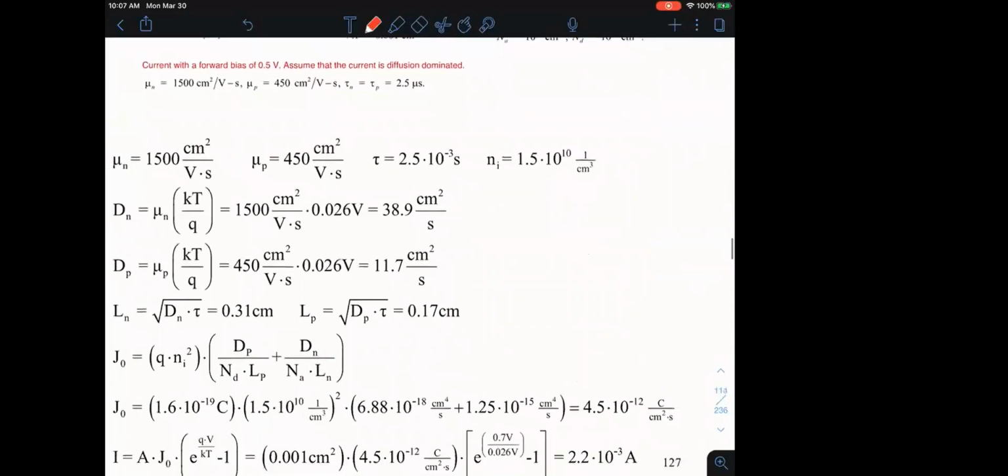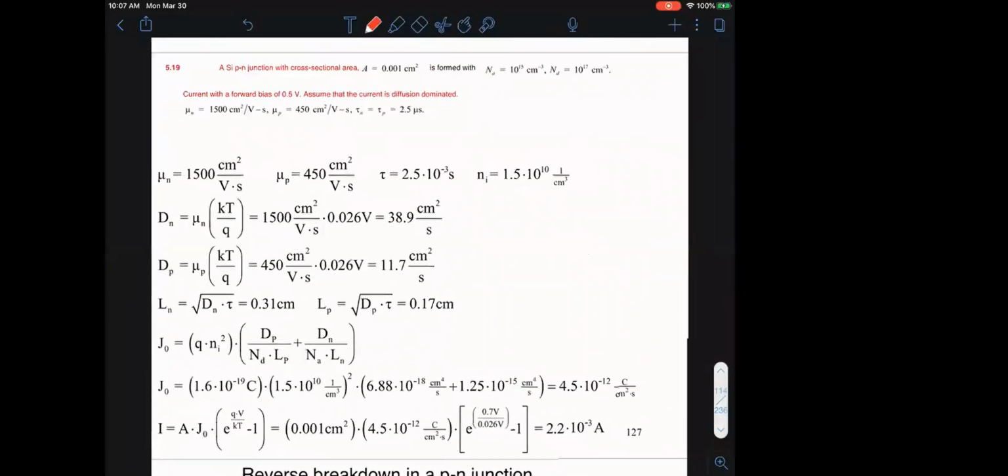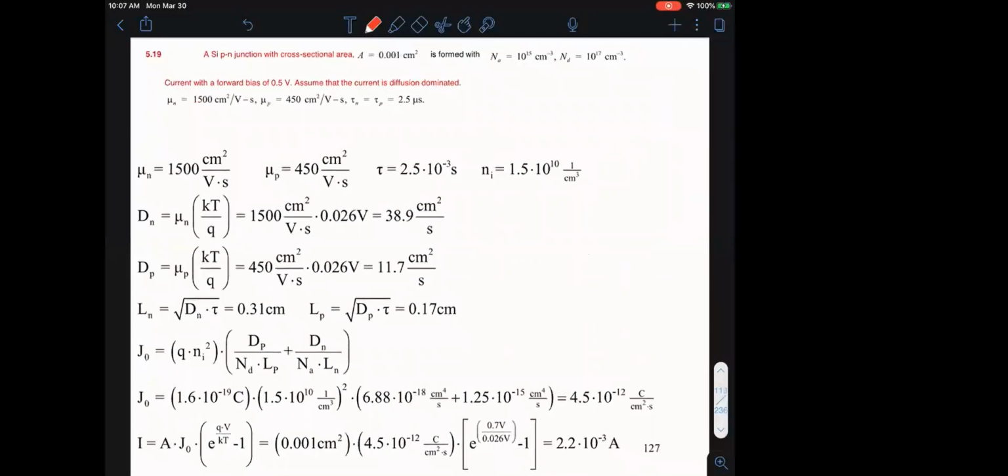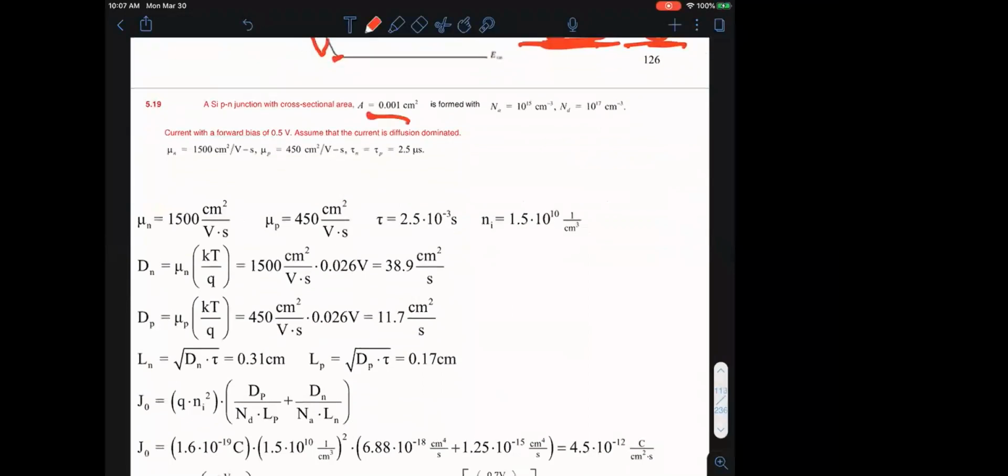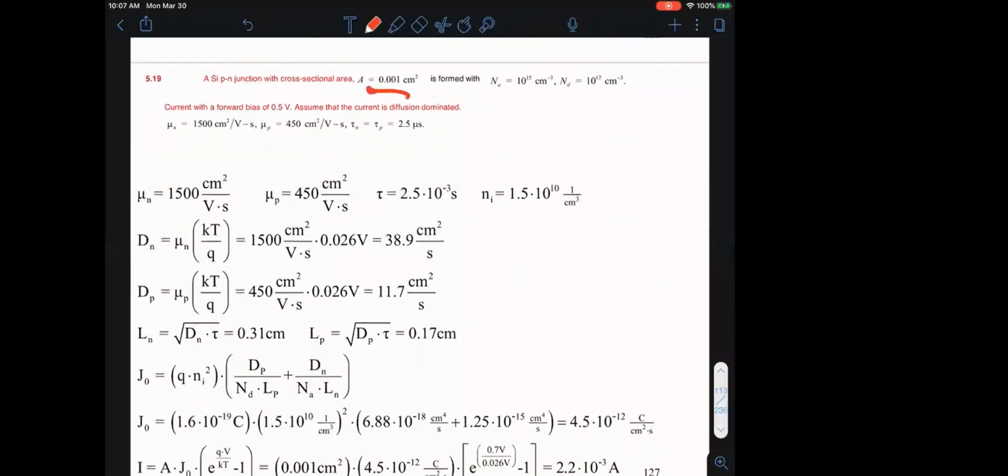All right, so let's wrap up by looking at a worked out problem. You have a PN junction with a certain cross-sectional area. In this case, I'm doping it more heavily on the N side, 100 times more than on the P side. So the depletion region on the N side will be 100 times smaller than the depletion region on the P side. The minority carrier hole concentration on the N side will be 100 times higher than the electron concentration on the P side.